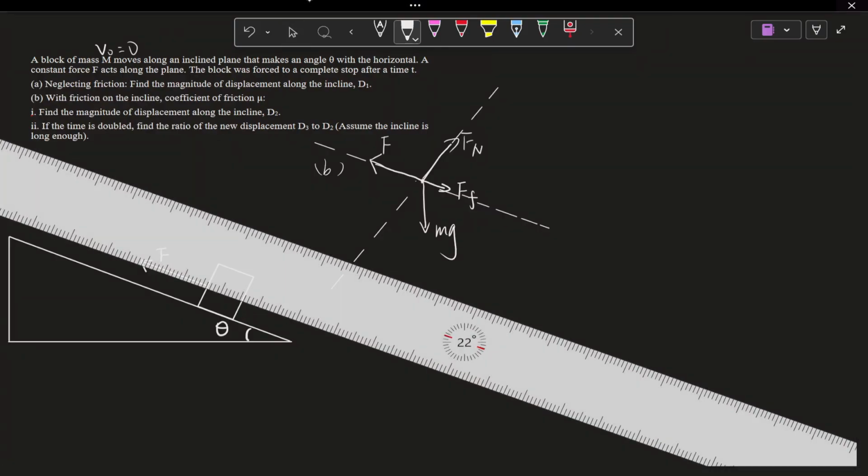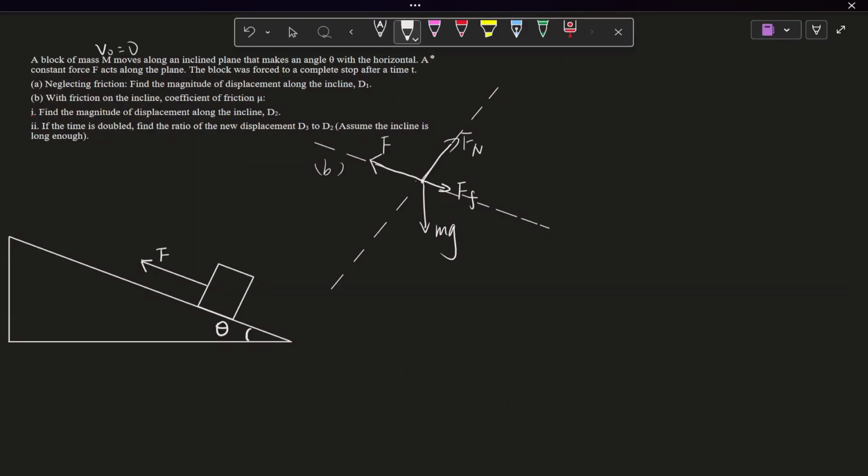Oh, it looks terrible again, but let's assume it's perpendicular. I don't have a ruler beside me. So the block is moving upward, right? So we should do a net force equation for the horizontal components, which is net force Fx is equal to F minus this component over here. This component is pointing that way, and Ff.